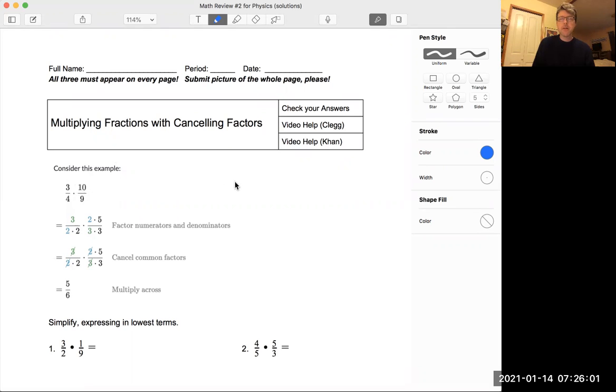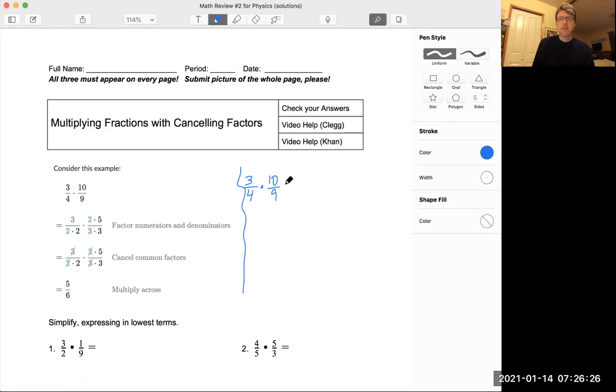Actually, first I'm going to demonstrate an alternate way to do this. Let's multiply straight across this example. I'm going to actually rewrite it over here. 3/4 times 10/9. So neither one of these fractions is reducible by itself, but the result will be reducible. And I'm going to show you why.